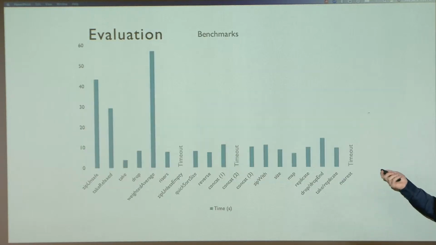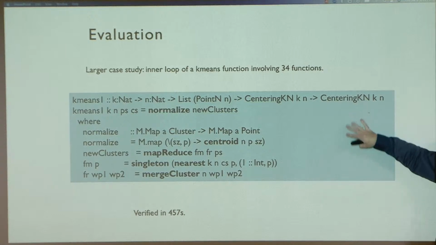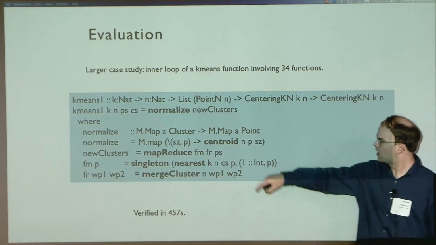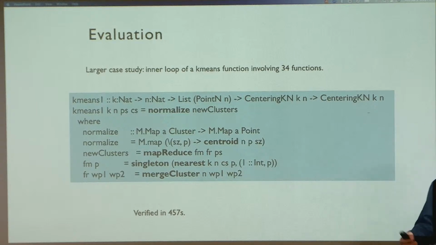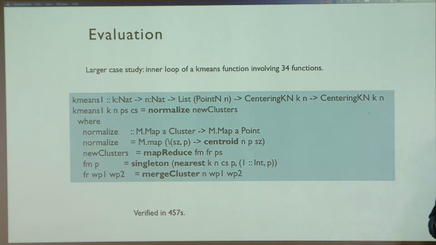We also have one benchmark that is significantly larger than all of these. That is the inner loop of a k-means function. This is the code for the function that is the inner loop, the main function in the file, and this is calling 5 other functions that all need to be given correct specifications that interlock with each other. In total, there's 34 functions in this file that need to be assigned the correct specifications, and our algorithm succeeds in doing that in 457 seconds.